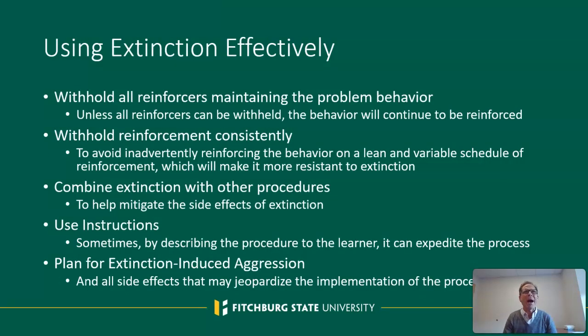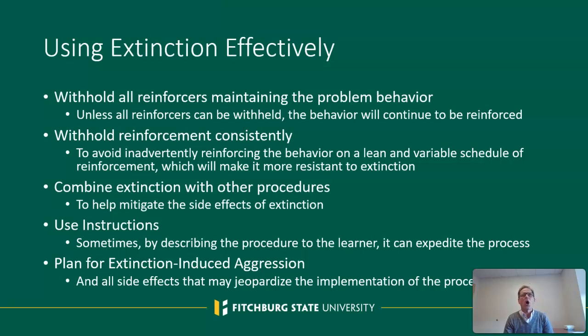So, how do we go about using extinction effectively? First of all, we need to make sure that we can withhold all reinforcers that are maintaining the problem behavior. Again, extinction is about withholding reinforcement for a previously reinforced response. So unless we can consistently withhold all reinforcers for a problem behavior, that behavior is going to continue to be reinforced, and it's going to be likely to continue to occur.